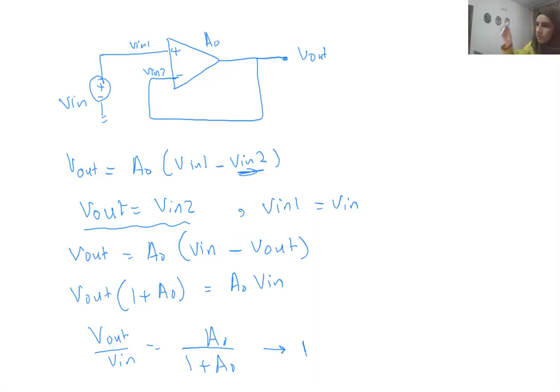So just shorting the output back to the negative terminal gives you a voltage buffer. We have almost the output equal to the input. That's a very useful circuit for us in some cases. Okay, now we want to discuss further examples or types of circuits.